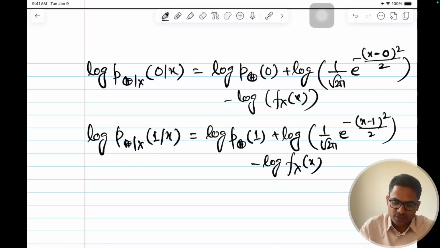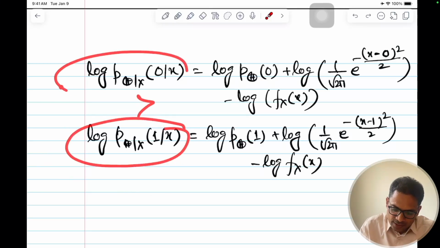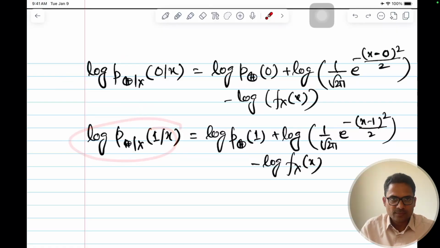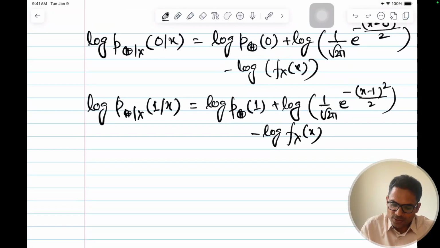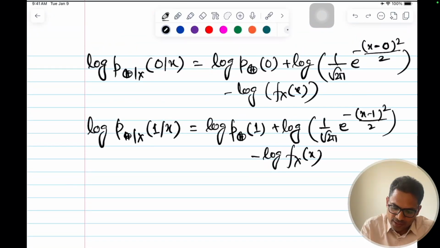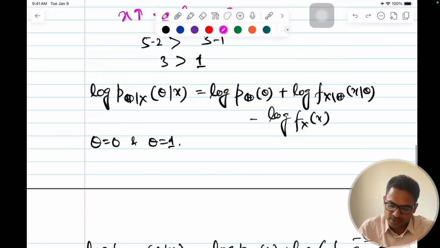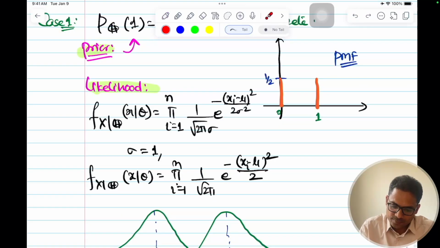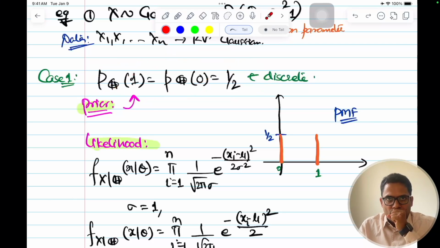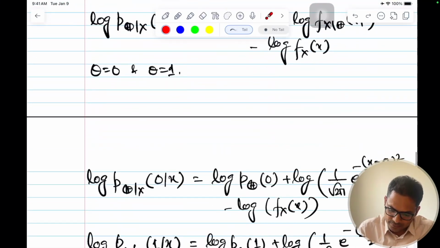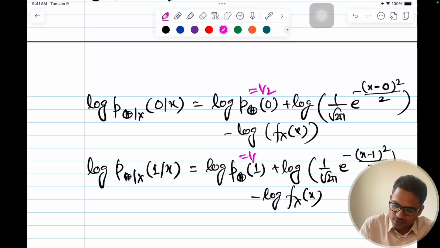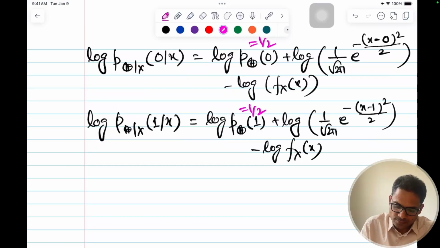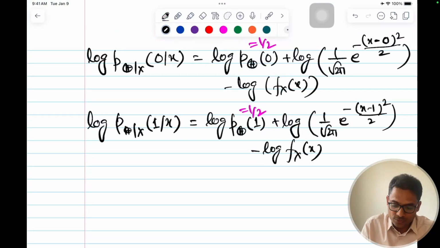So for this value to be greater than this value, what should be the case? Let's put down the values. The probabilities of theta equal to 1 and theta equal to 0 are the prior belief, and both are the same: both are equal to half. We know that. And we'll expand the second term also. The prior term is the same for both cases.